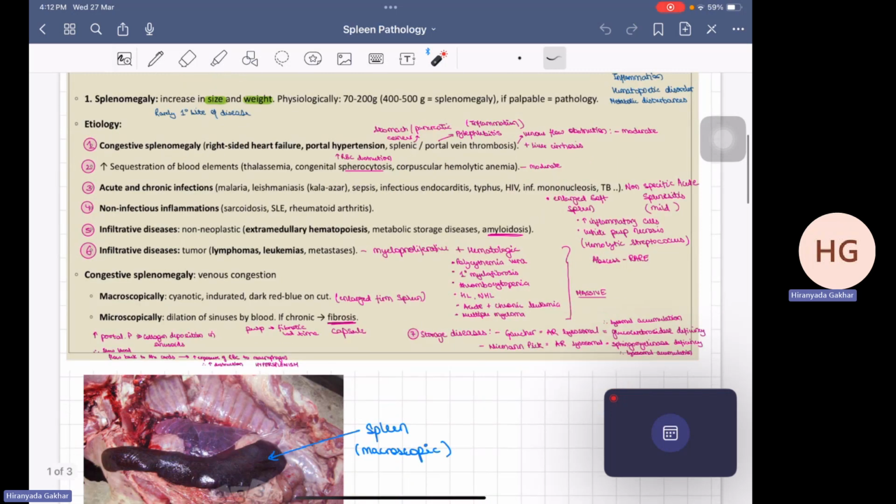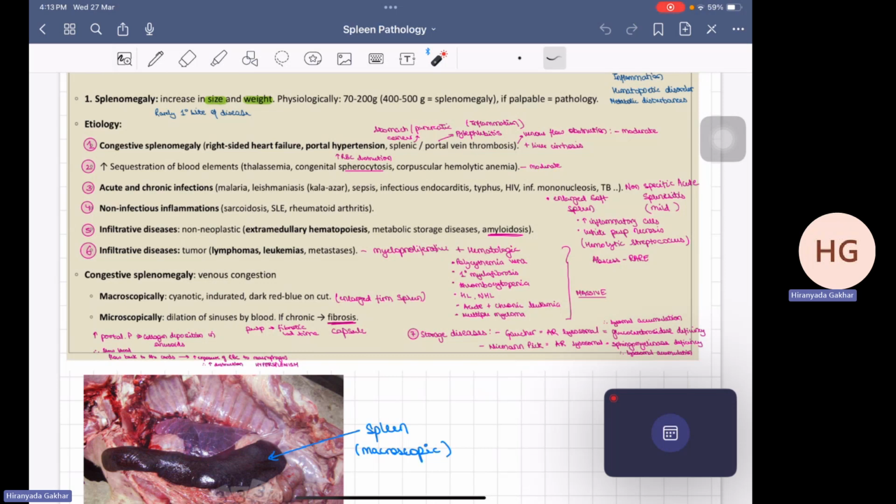What are the causes of splenomegaly? The most important cause to mention is congestive splenomegaly. Congestive splenomegaly happens due to venous flow obstruction, which causes a passive pooling of blood within the spleen. This can be due to right-sided heart failure or portal hypertension, and can even be due to portal vein thrombosis or any kind of cancer, such as stomach cancer or pancreatic cancer.